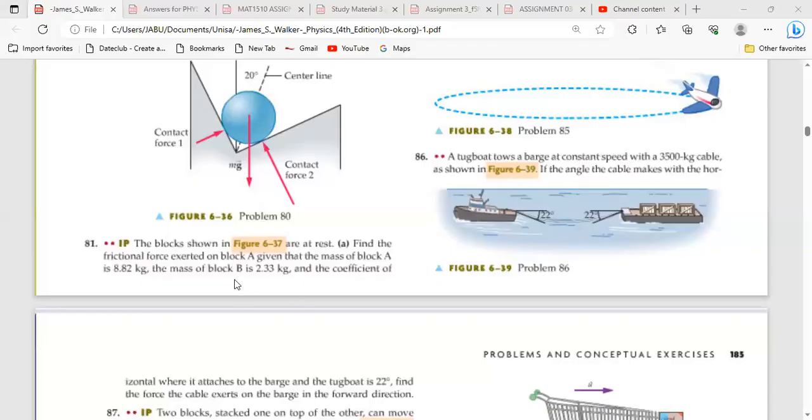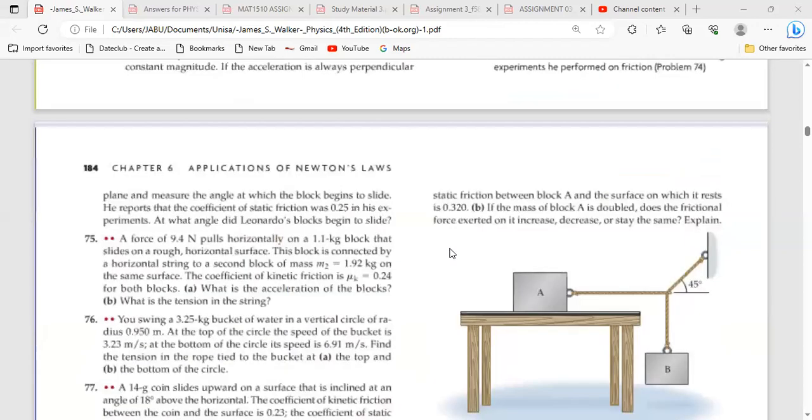So, okay, let's start by reading through the problem. We're doing problem 81, right? The blocks shown in the figure are at rest. Find the frictional force exerted on block A given that the mass of block A is 8.82 kilograms, the mass of block B is 2.33 kilograms, and the coefficient of static friction between block A and the surface on which it rests is 0.320.